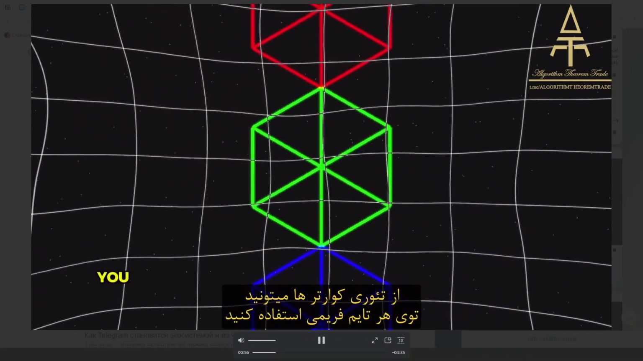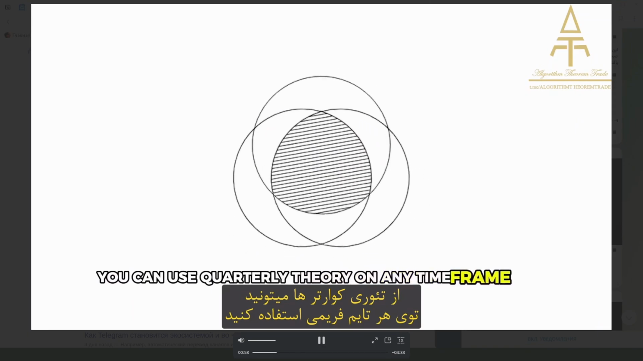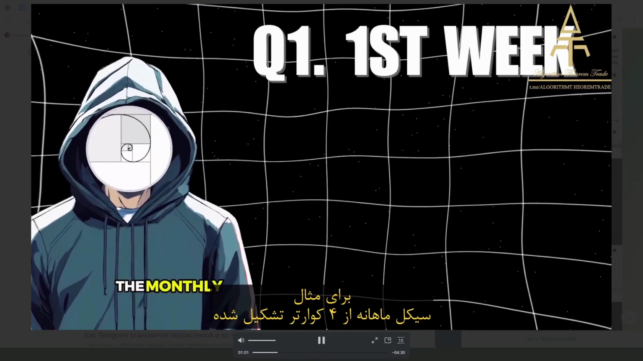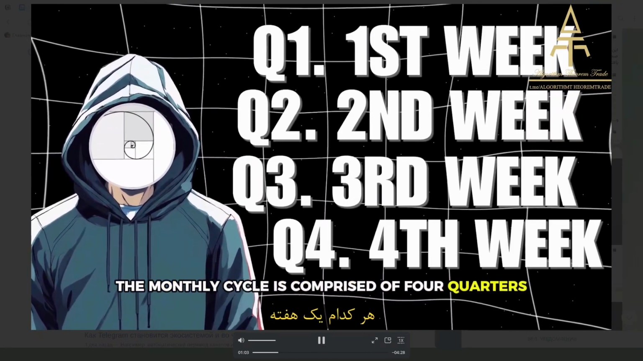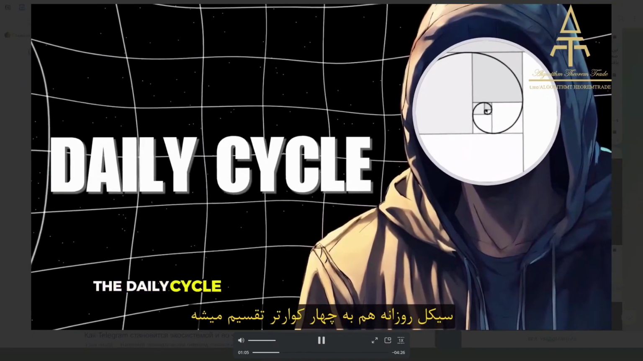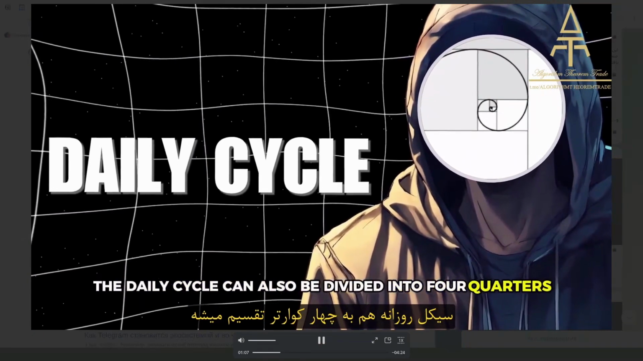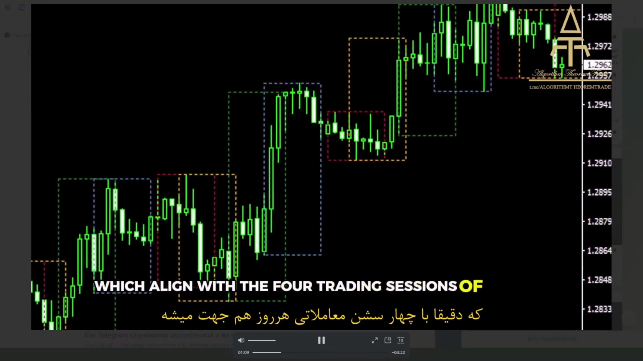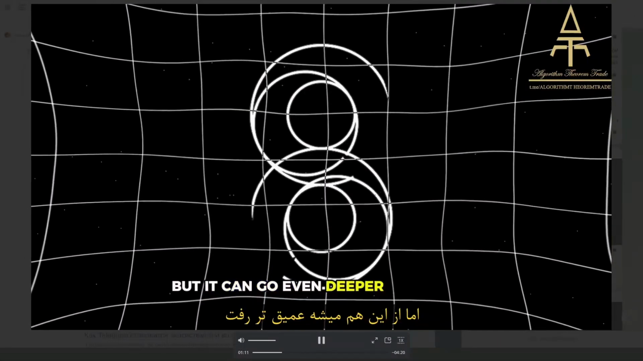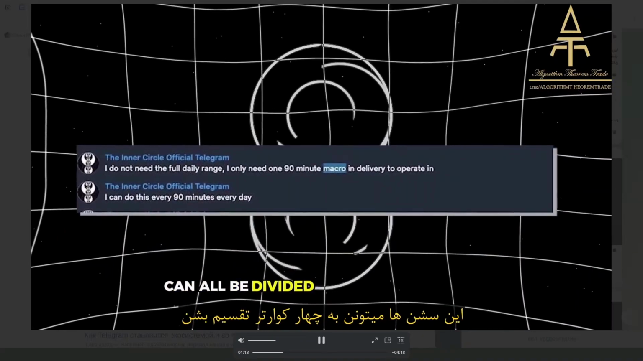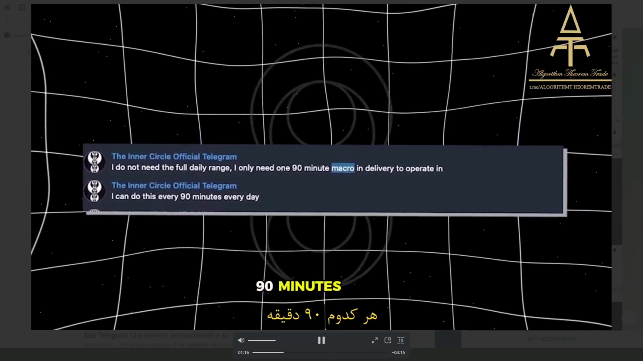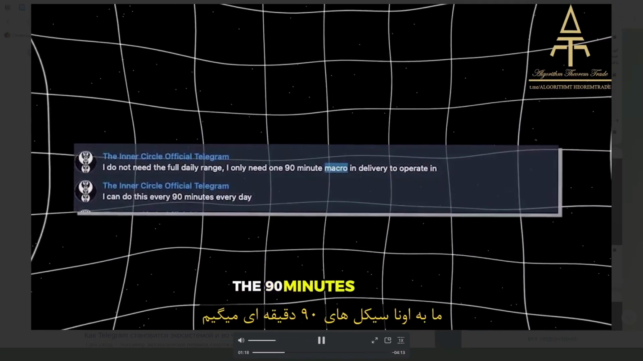Since time is fractal, you can use Quarterly Theory on any time frame you want. For example, the monthly cycle is comprised of 4 quarters, 1 week each. The daily cycle can also be divided into 4 quarters, which align with the 4 trading sessions of the day, but it can go even deeper than that. These 4 sessions can all be divided into 4 quarters, 90 minutes each, and we call these the 90-minute cycles.